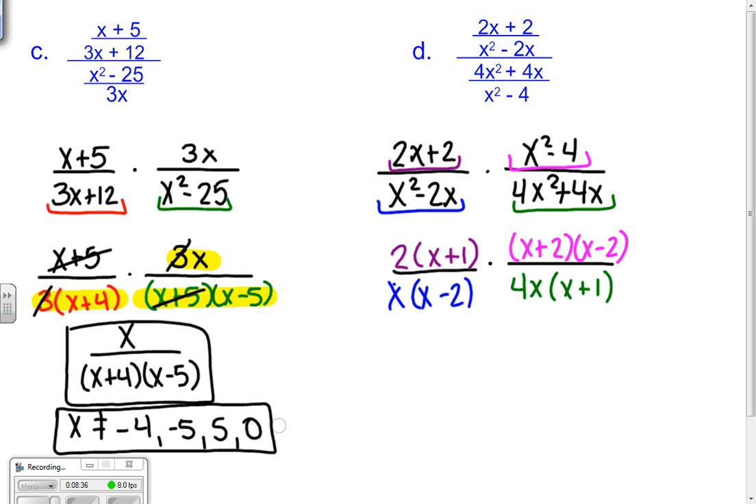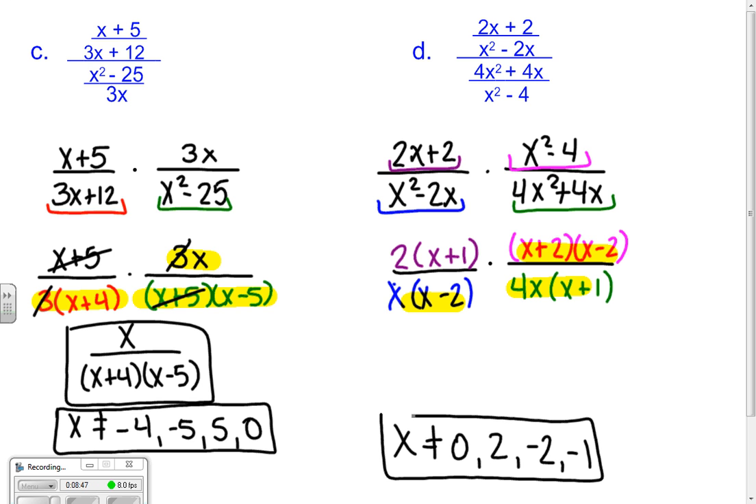Restrictions come next. They're bottoms and the second top. So x cannot be 0, 2, -2, and -1. And then cancel. The 2 and the 4 reduce to a 1 and a 2. I can get rid of the x plus 1s. I can get rid of the x minus 2. I'm left with an x plus 2 on the top and a 2x squared on the bottom. This x and this x together will give me x squared.